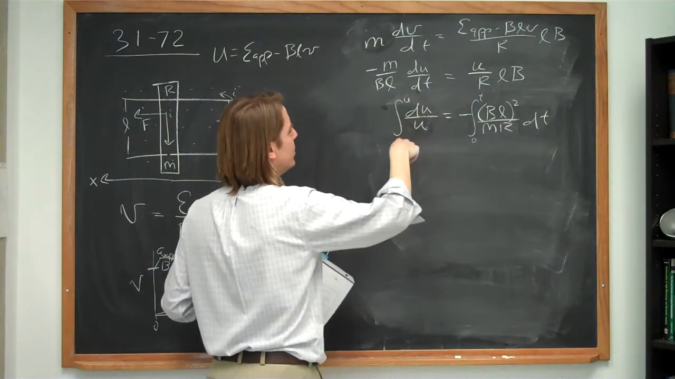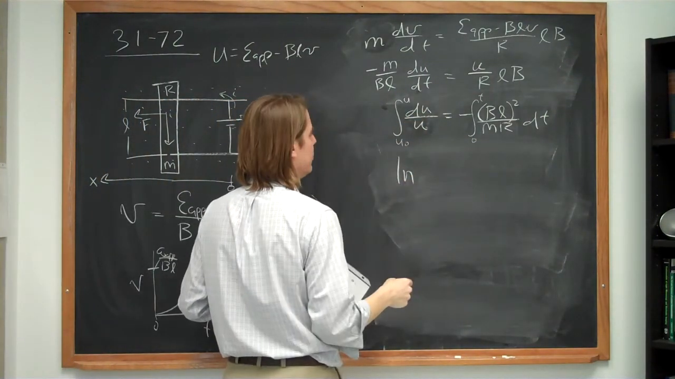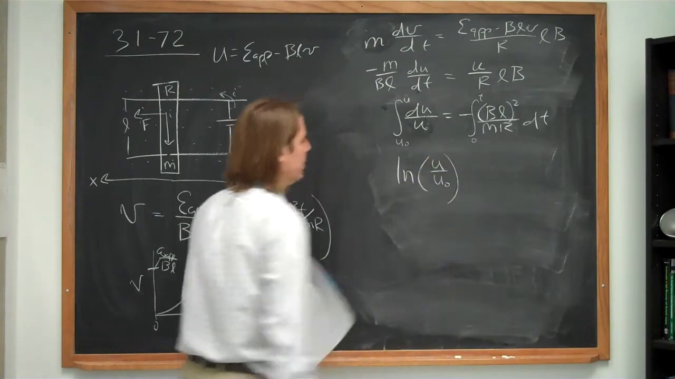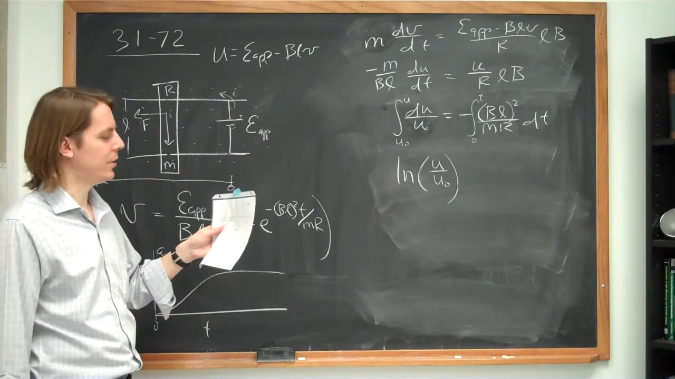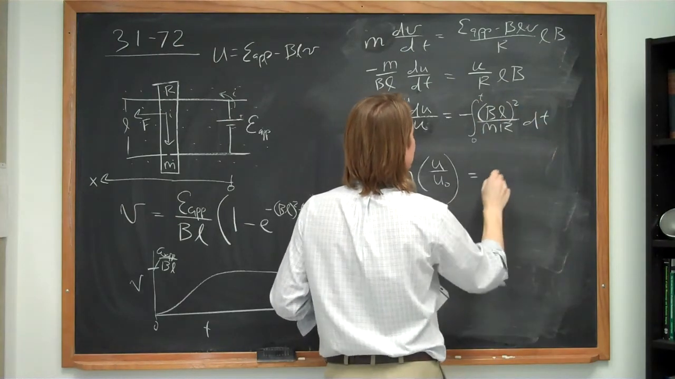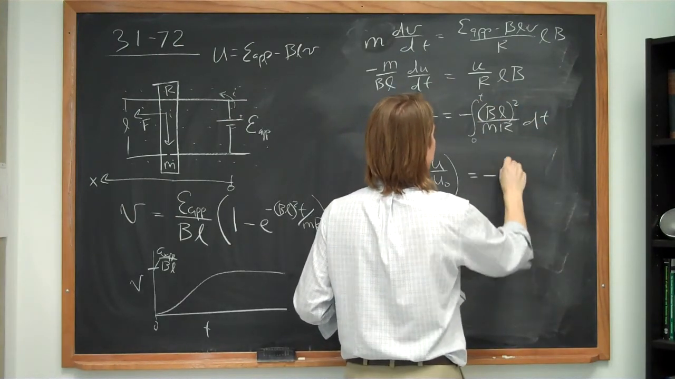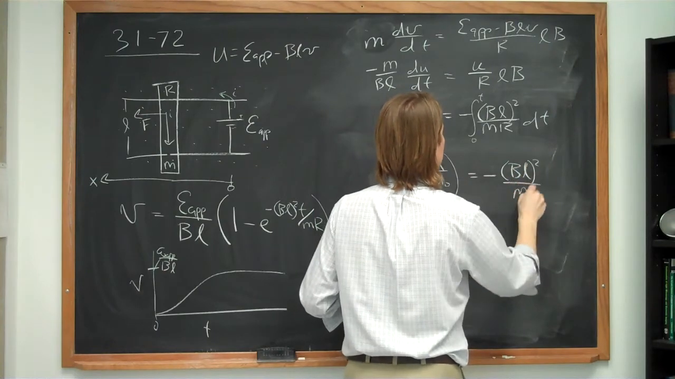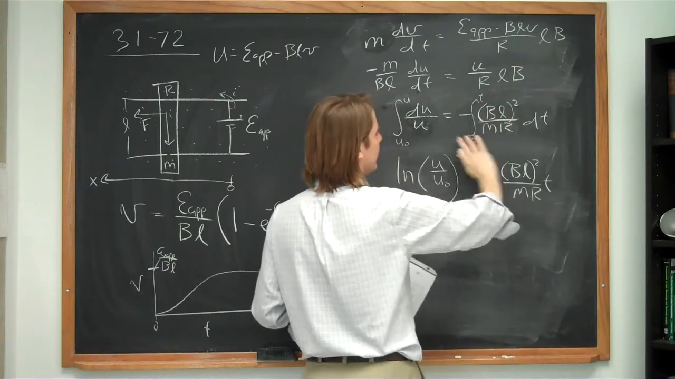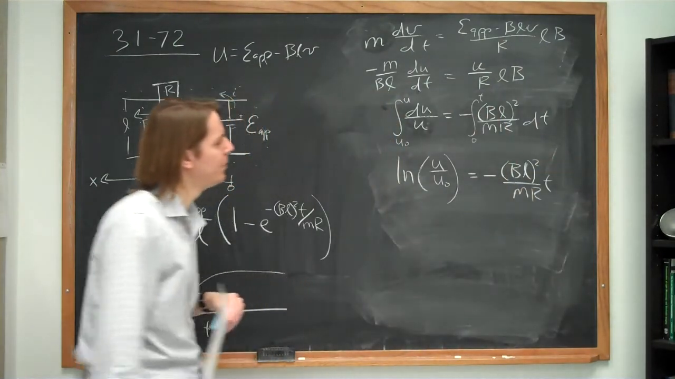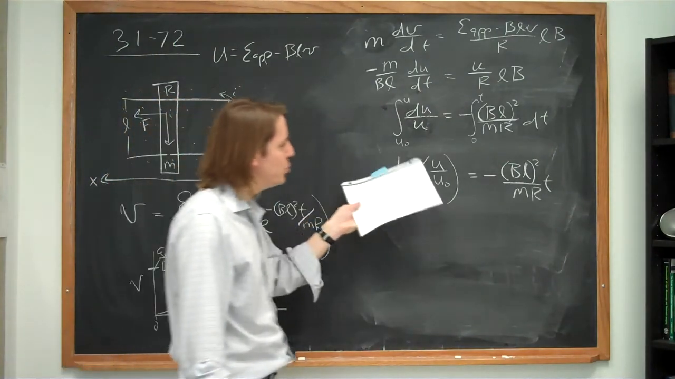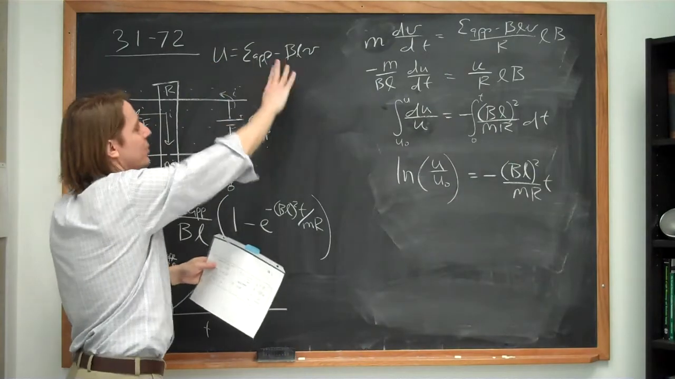This integral of du over u is the natural log of u. And if you apply the bounds, you get the natural log of u over u naught. Maybe you've seen that integral before. And this is the integral of just a constant times dt, so this just becomes minus the constant t, and we evaluate it from 0 to t, and of course the 0 goes away, and we just put a t there. So this is telling us how u depends on t. What we want is how v depends on t. We'll get back to that in a minute.